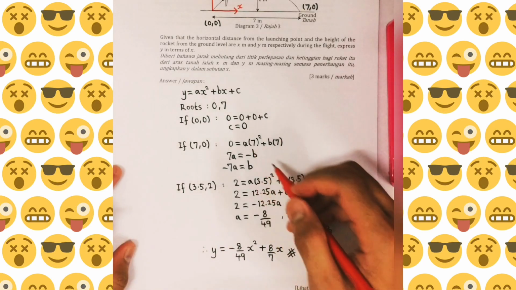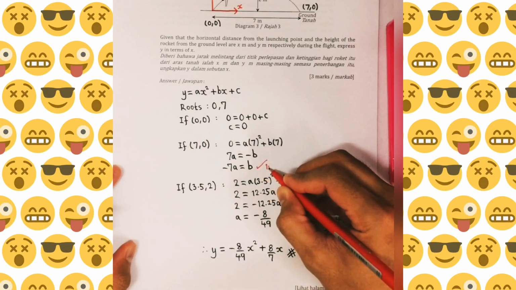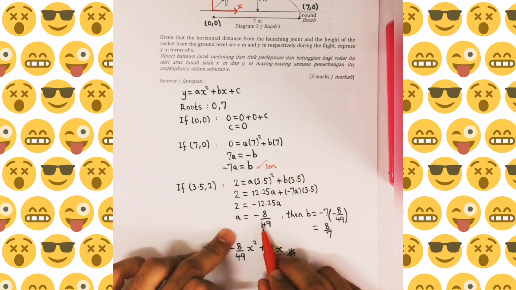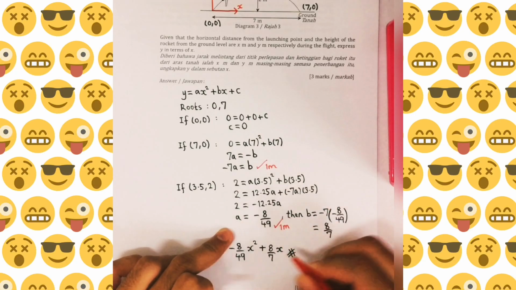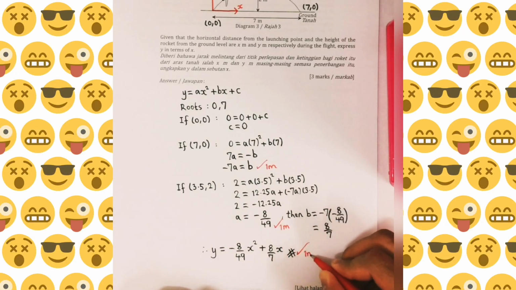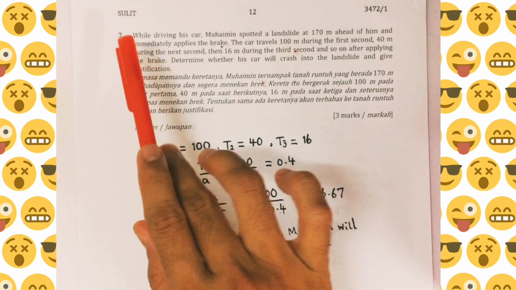The 3 marks come from here. If you find b in terms of a, you get 1 mark here. And then if you have either one of these, you get a or b, I'll give you 1 mark. And also the final answer will be 1 mark. 3 marks altogether.